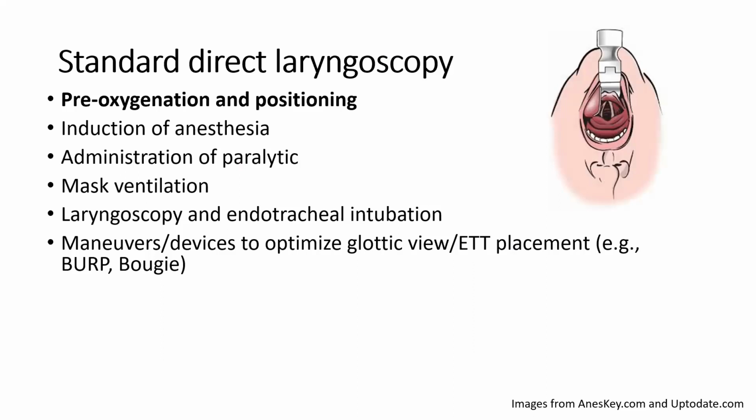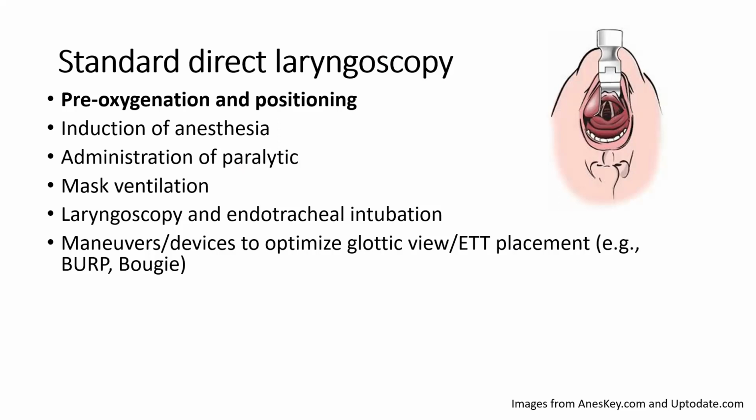So the first is standard direct laryngoscopy. This is a procedure where we start with pre-oxygenation of the patient in the operating room and positioning. Again, we talked about pre-oxygenation. This is providing the patient, while they're spontaneously breathing, with oxygen through a face mask, with the goal of having oxygen displace the nitrogen that's in the lungs.